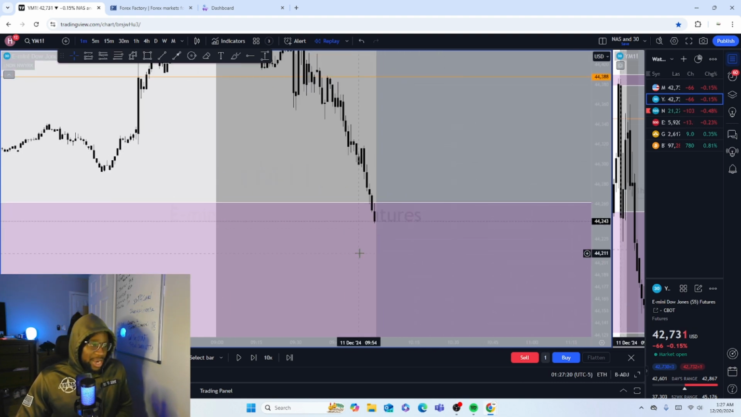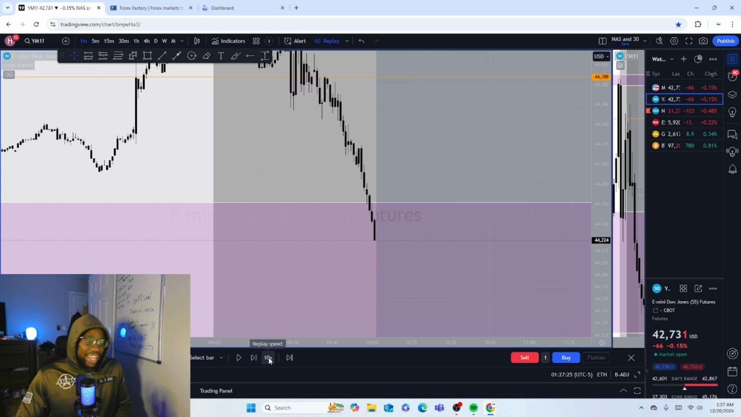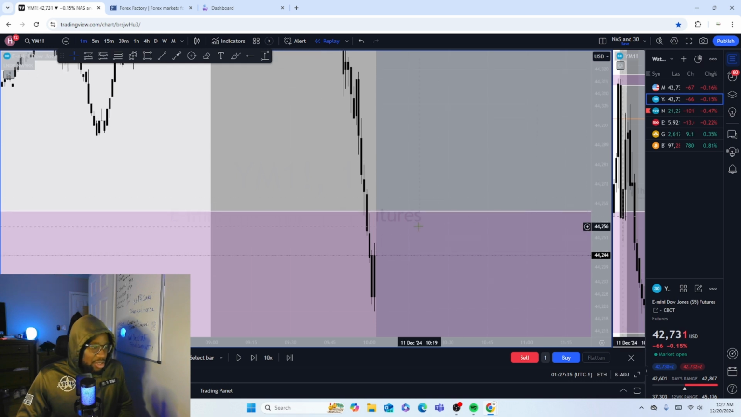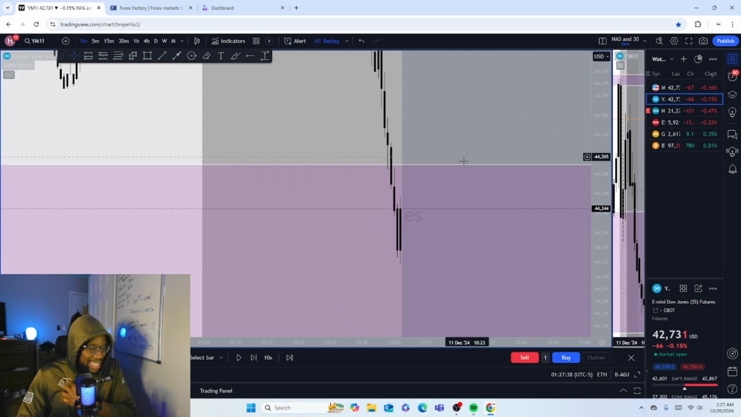What am I waiting for right now? I'm waiting for a bullish engulfing candle, or candles, to engulf the last bearish candle formed in that area of interest. Hold on. Do we got it? That's close. That's really close. But did it break it? No.